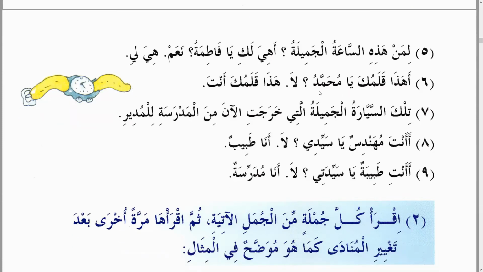أهذا قلمك يا محمد؟ Is this your watch, O Muhammad? أهذا قلمك؟ Is this your, not watch, pen? أهذا قلمك يا محمد؟ Is this your pen, O Muhammad? قلمك. Now we are speaking to Muhammad, that's why it's ka. لا، هذا قلمك أنت. No, it is your pen. Right? So, we learn that when you want to stress that, we bring this anta. Because in English, what we do is, it is yours. We give stress. But in Arabic, we say "qalamuka anta." That is, it is your pen.